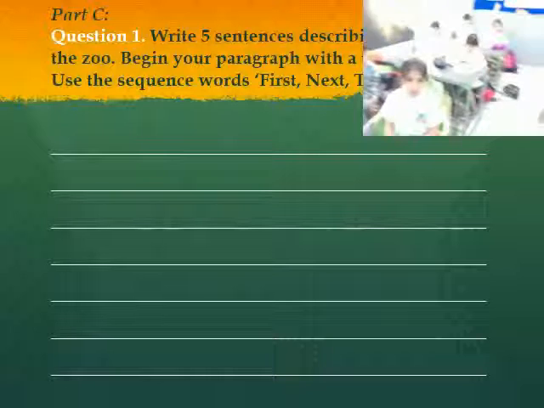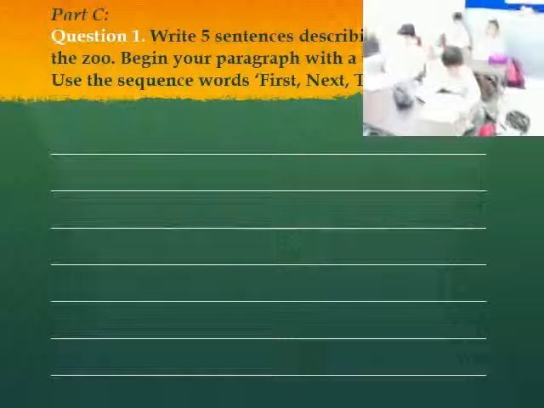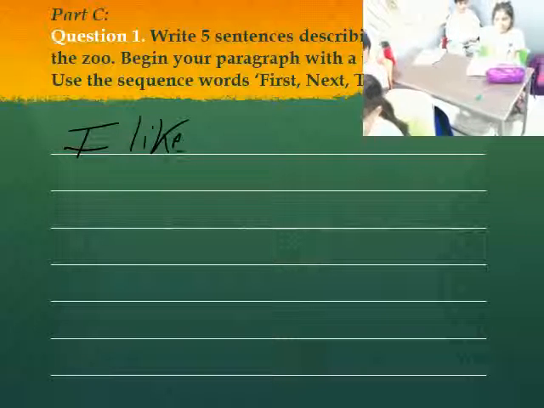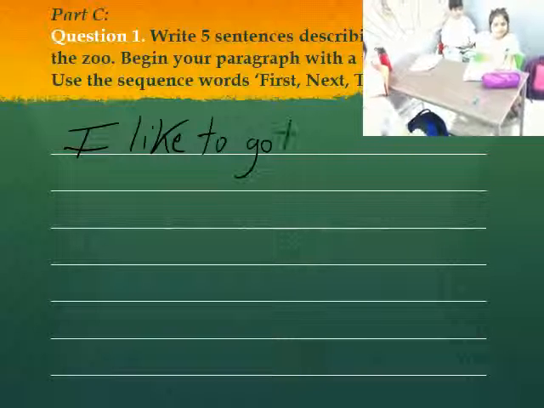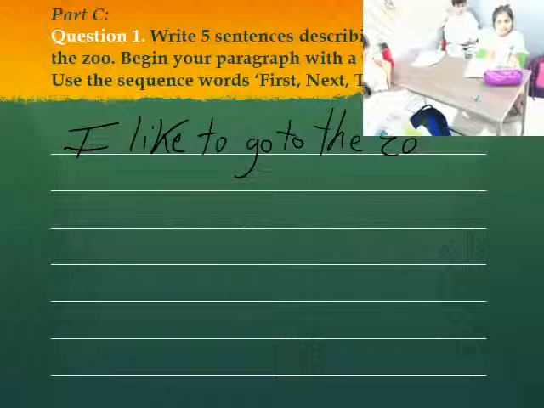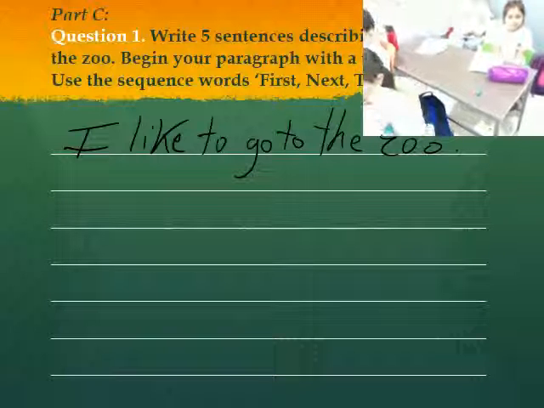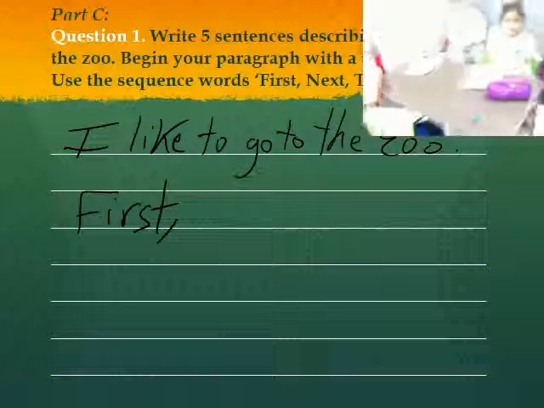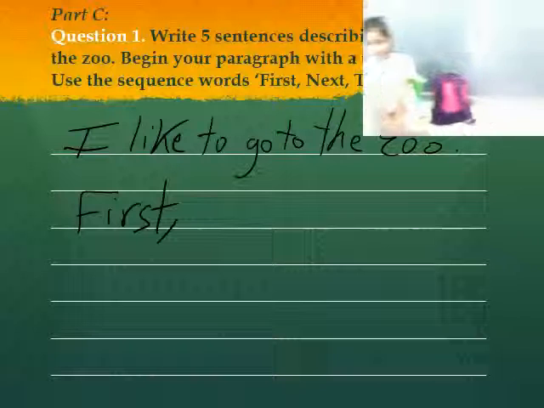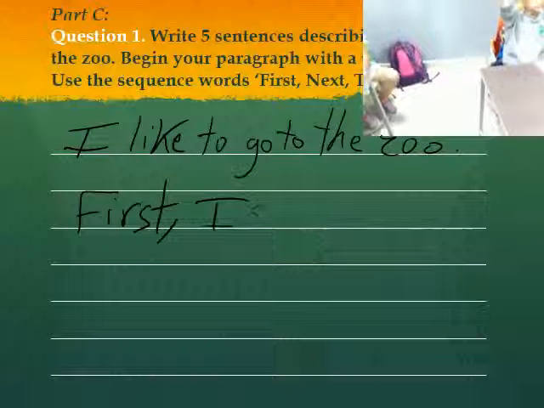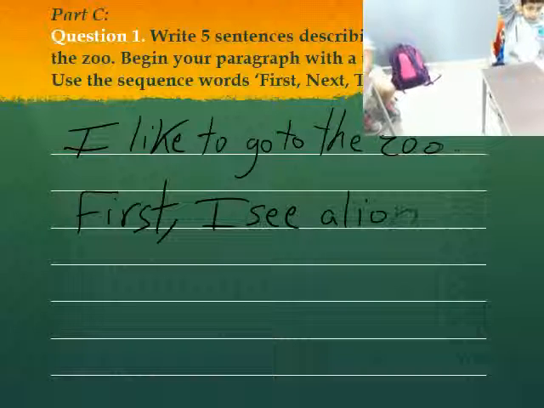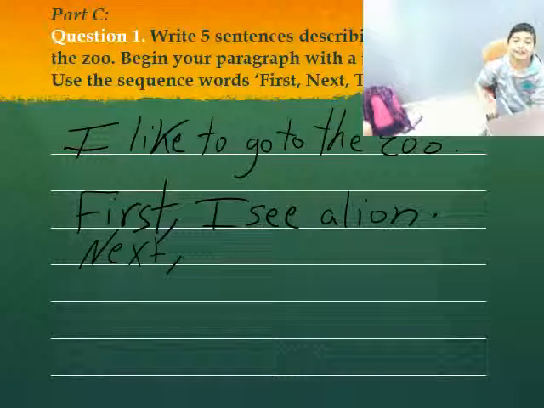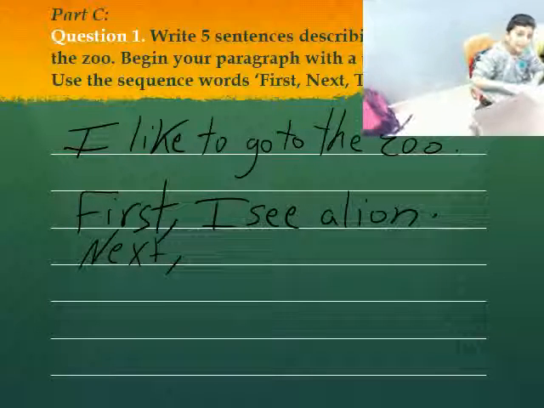Raise your hands. Yes, Dima. I like to go to the zoo. Very good. I like to go to the zoo. Okay. So what do you do first? First, I see a lion. Next, Hassan. I eat my breakfast. Okay, you took some sandwiches with you.